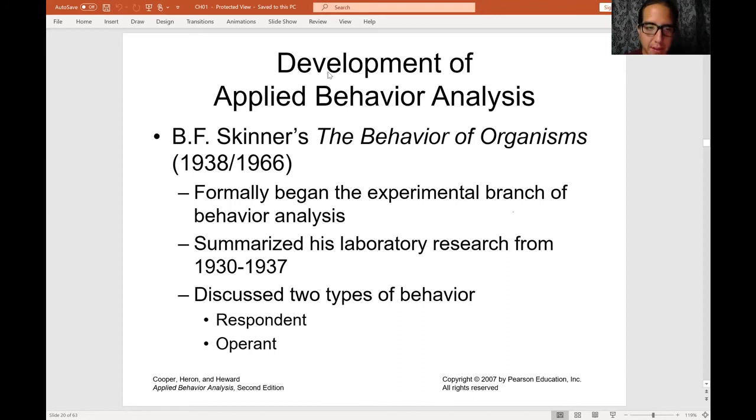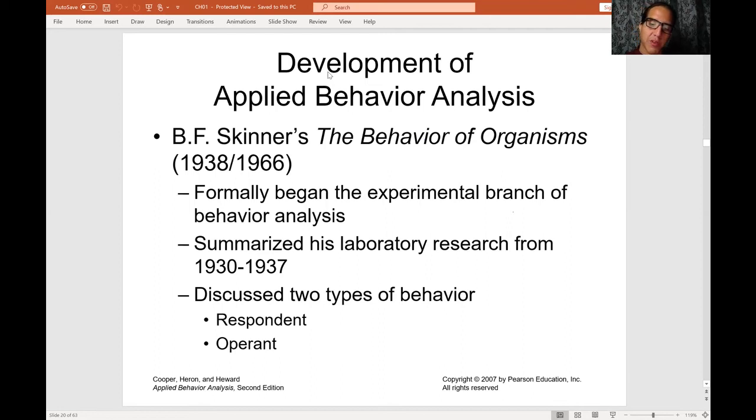B.F. Skinner in 1938, The Behavior of Organisms, 1938-1966. He formally began the experimental branch of behavior analysis. He summarized his laboratory research from 1930 to 1937, and he discussed 2 types of behavior, respondent and operant. Respondent is also known as Pavlovian conditioning, right? The dog, the salivation.